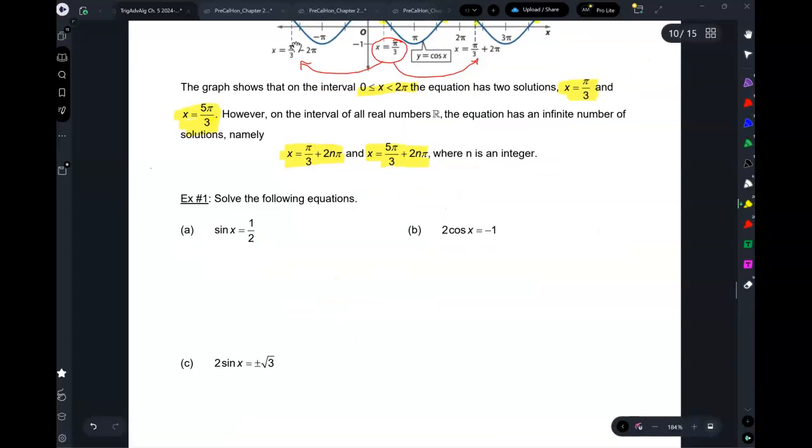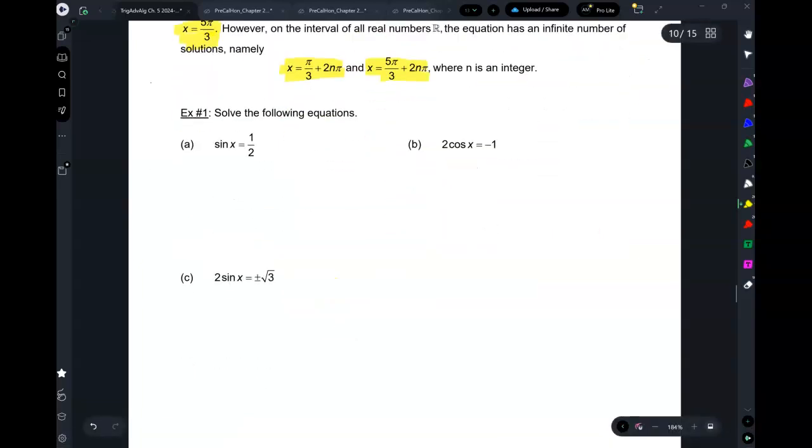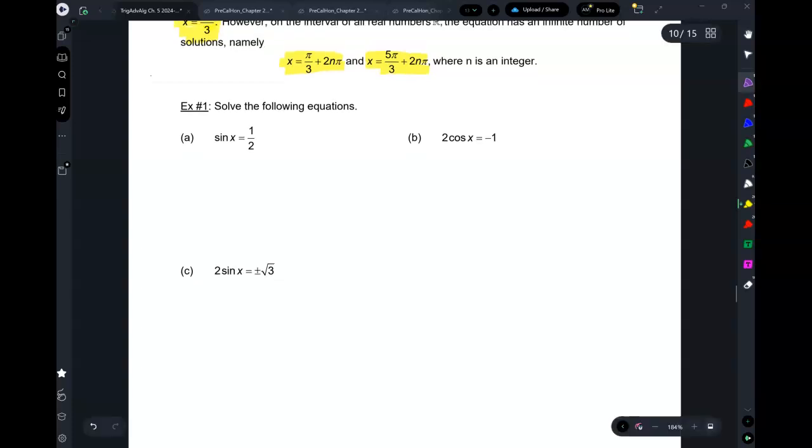So now that we've got that down, let's take a look at how we solve these. Look at this one. I have sine of x is equal to a half. For these, we're going to use two things in conjunction with each other. One thing we're going to use is these lovely triangles that we all love so much.